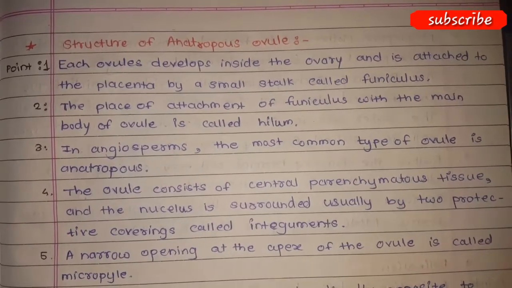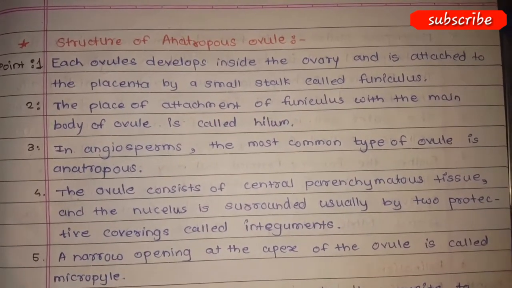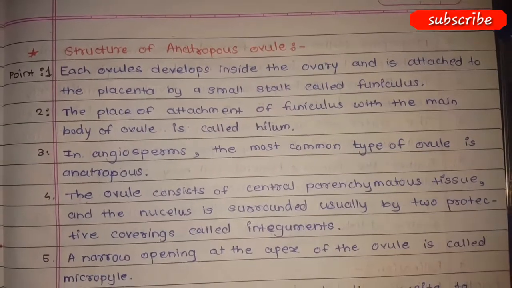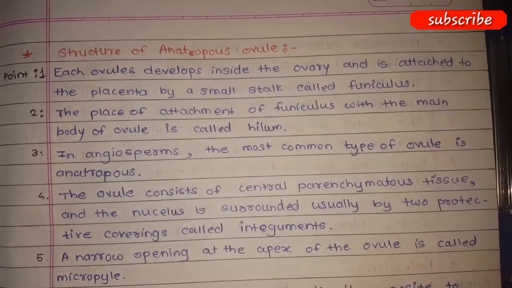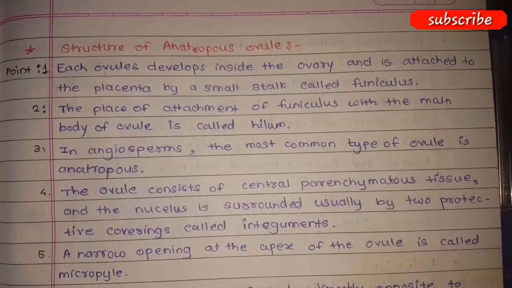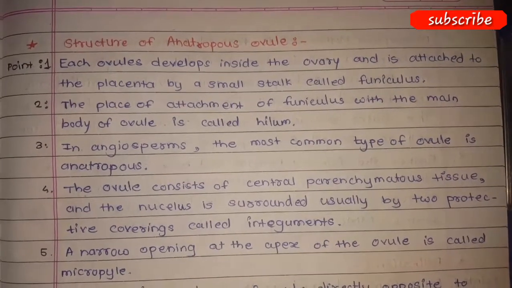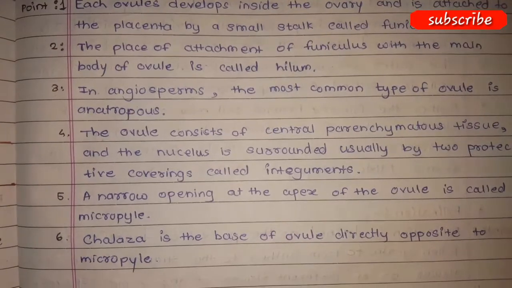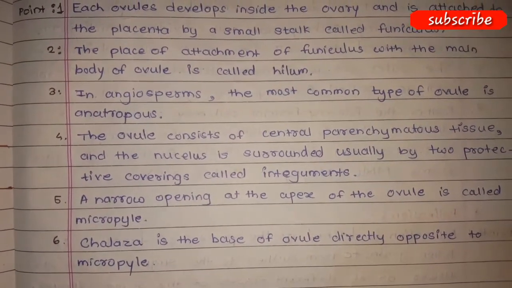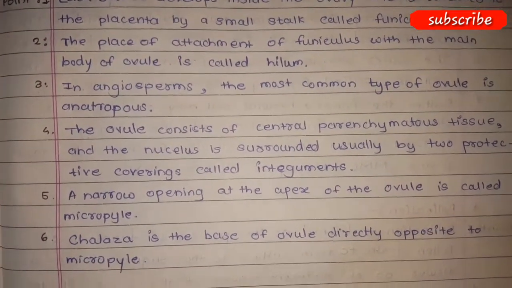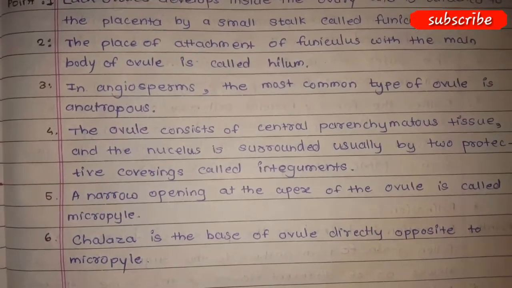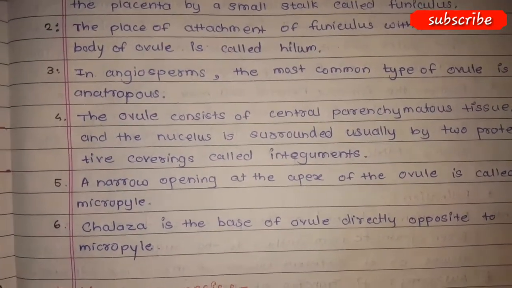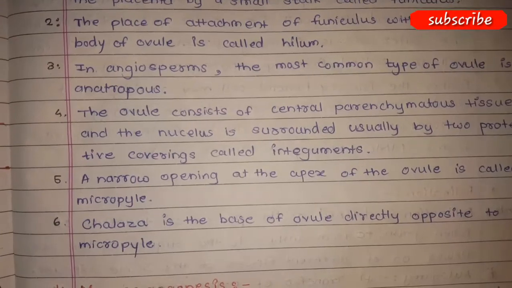Fourth, the ovule consists of central parenchymatous tissue called nucellus, and the nucellus is surrounded usually by two protective coverings called integuments. Fifth, a narrow opening at the apex of the ovule is called micropyle. 6. Chalaza is the base of ovule which is directly opposite to the micropyle.